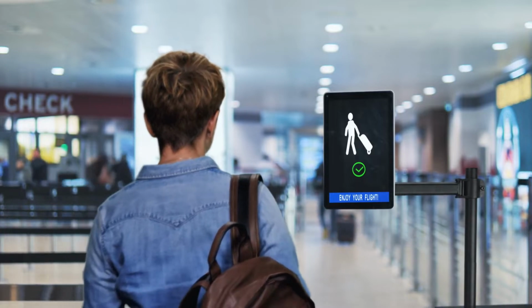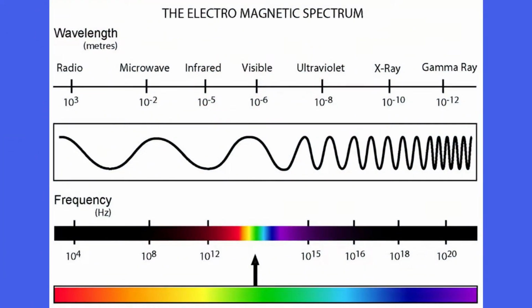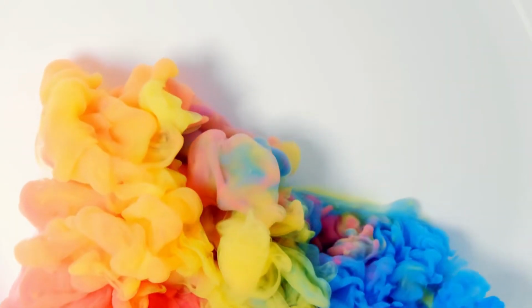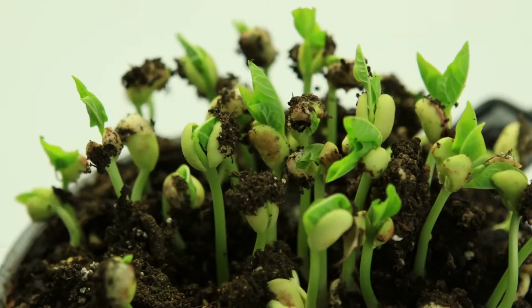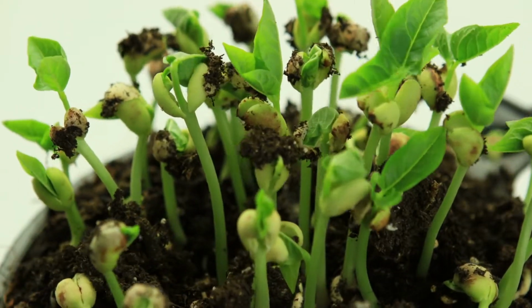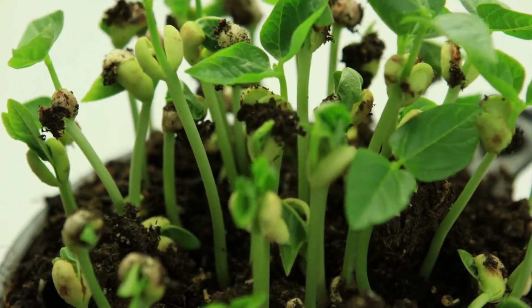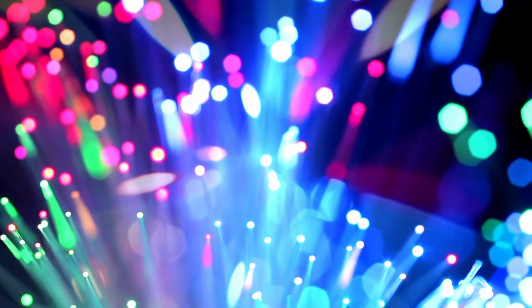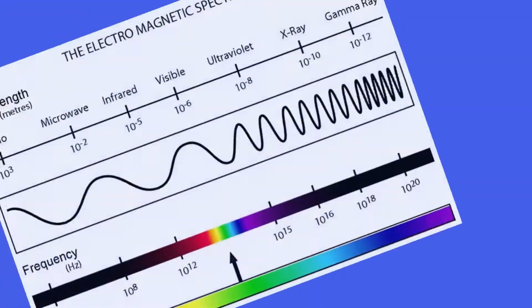The fourth band or classification are visible light. Now, this is the reason why we see colors among other things. Not just humans, but plants too, make a great use of these waves through photosynthesis. Have you heard about fiber optics, which is believed to be the future of technology? Well, guess what? Fiber optics are making use of visible light.